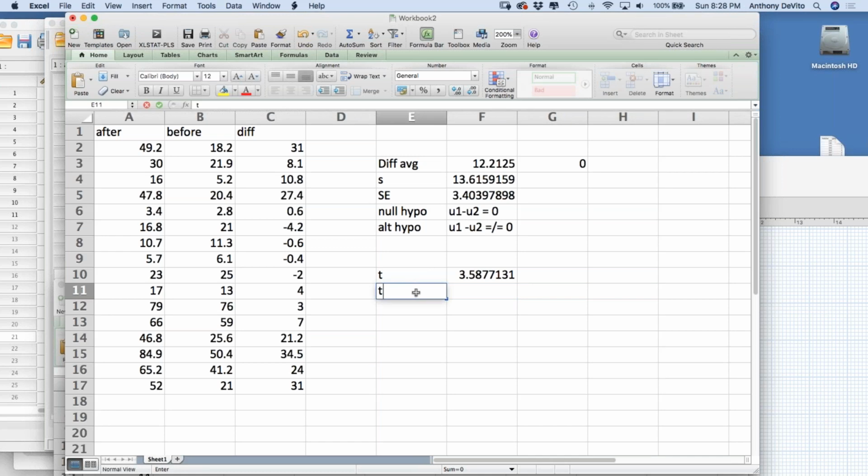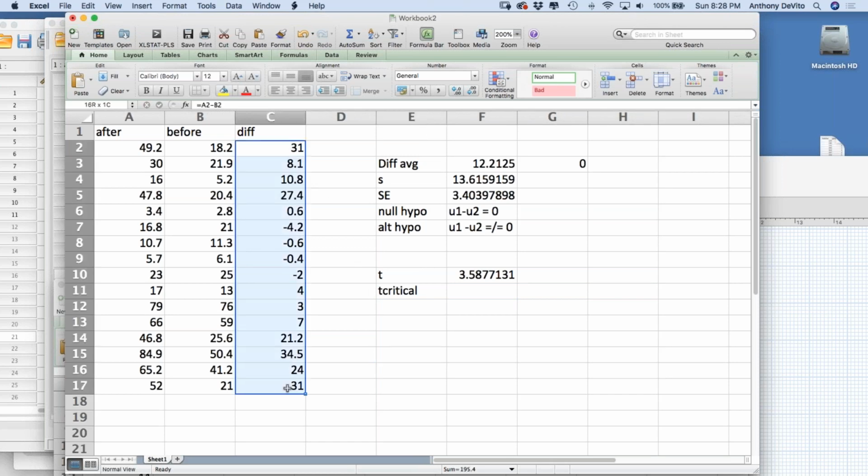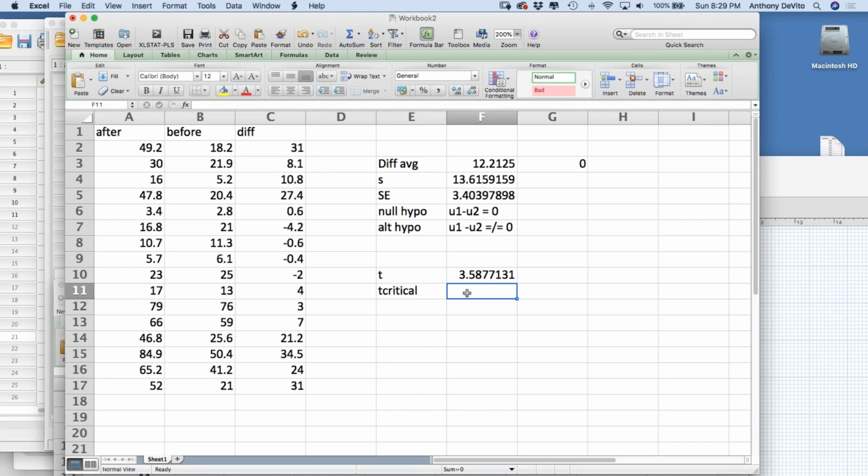My t critical, and how do we get t critical for a single sample t-test? It's the sample size minus 1. Our t critical for 15 degrees of freedom. Okay, I'm not going to look it up right now. I'm just going to estimate it. I'm going to say it's roughly equal to 2.1, let's say, right?